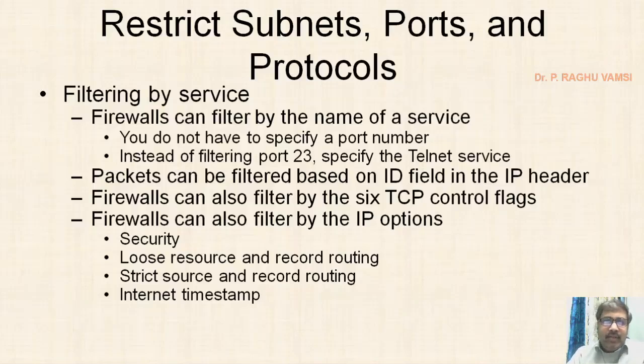And firewalls can also filter by the 6 TCP control flags, that is synchronous, acknowledgement, reset, finish. So these are the various 6 control flags. With that also you can filter the traffic. Firewalls can also filter the IP options: security, loose source and record route, strict source and record route, and internet timestamp, which is available in the ICMP protocol, record route, source quench, and these kinds of things can also be filtered by firewalls.